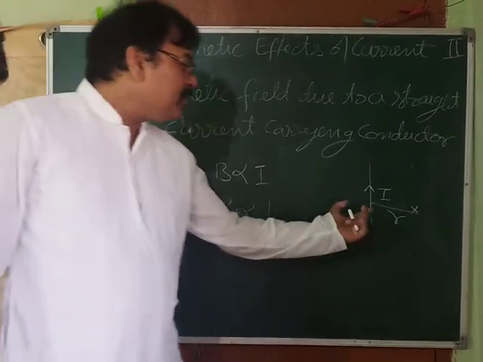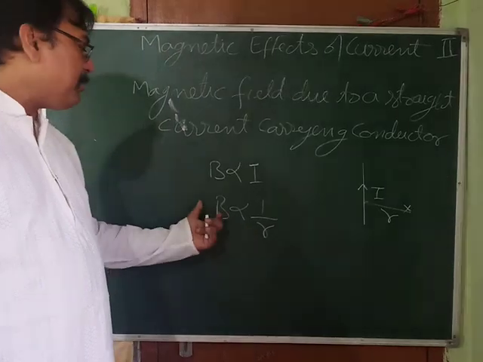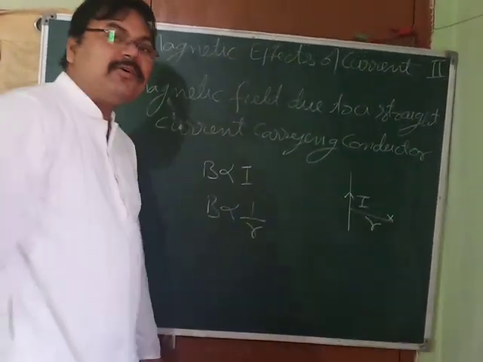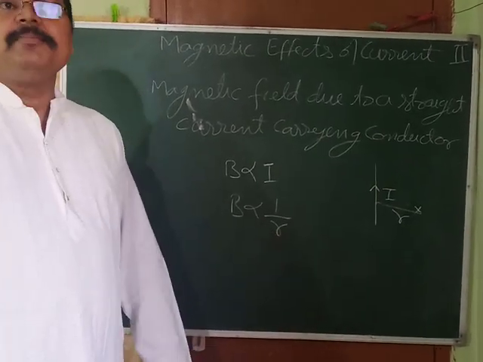Because when R is more, and you choose this point away from it, then R will be more, and then magnetic field will be lesser. And when you choose this point nearer to this wire, what will happen? R will be lesser. As R is less, magnetic field will be more.